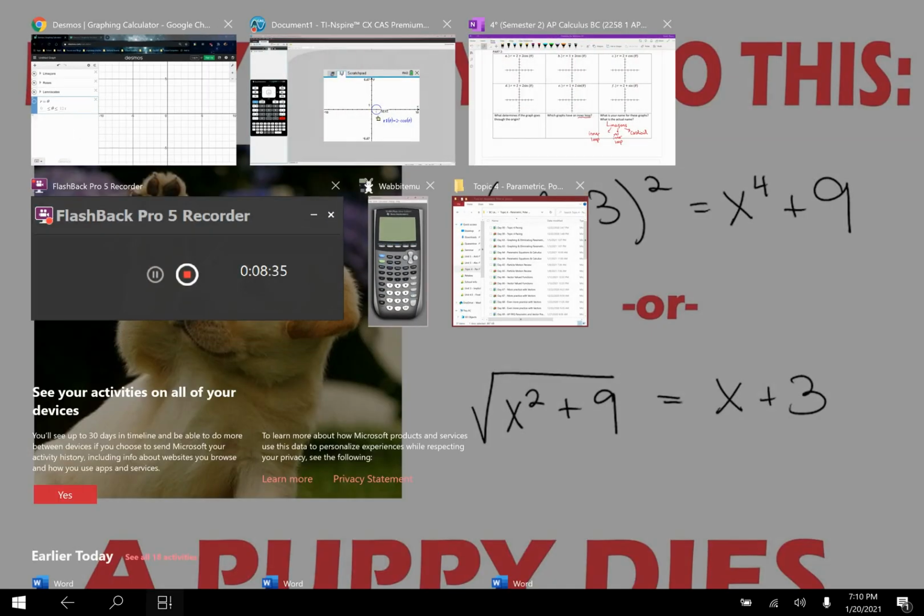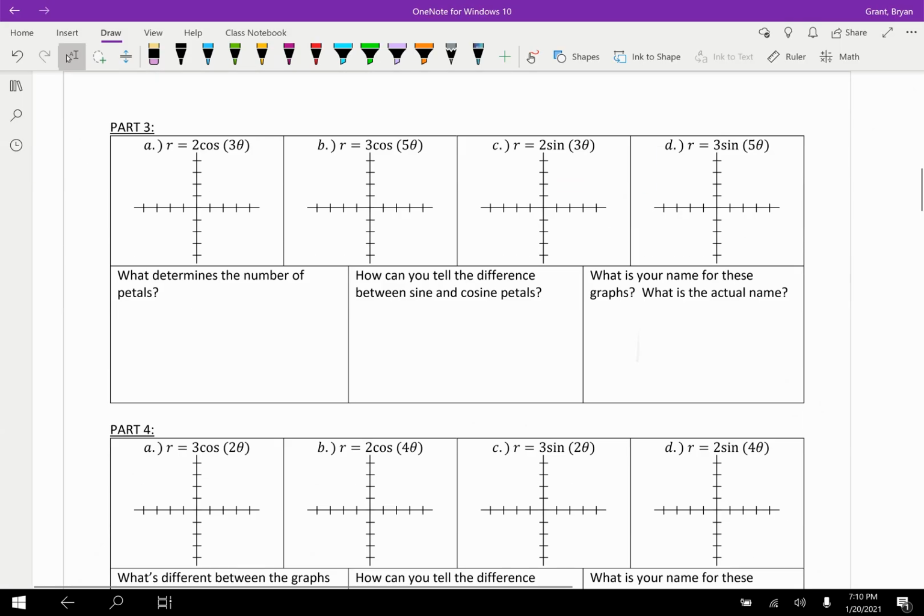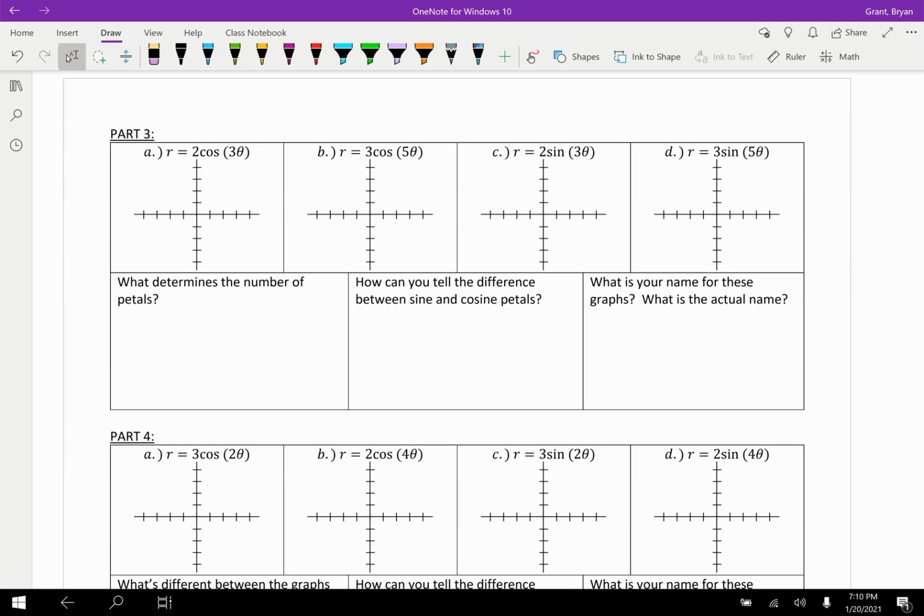All right, second page. Graphs from part 3 and part 4 are both known as rose graphs or sometimes rose petal graphs, which is kind of interesting because to me they don't really look like roses. But either way, the focus I think is on the petals here, and you can call them whatever sort of flower petal graph you would like.